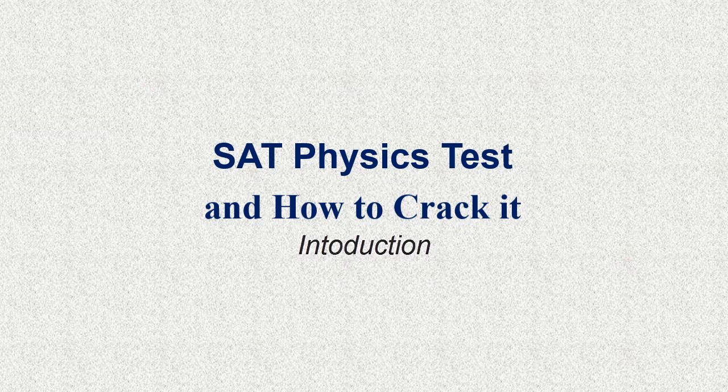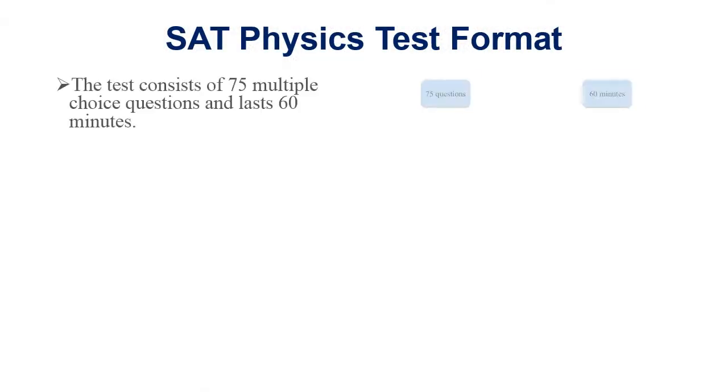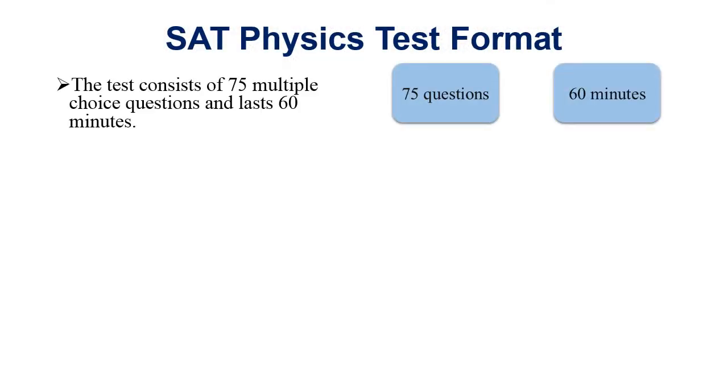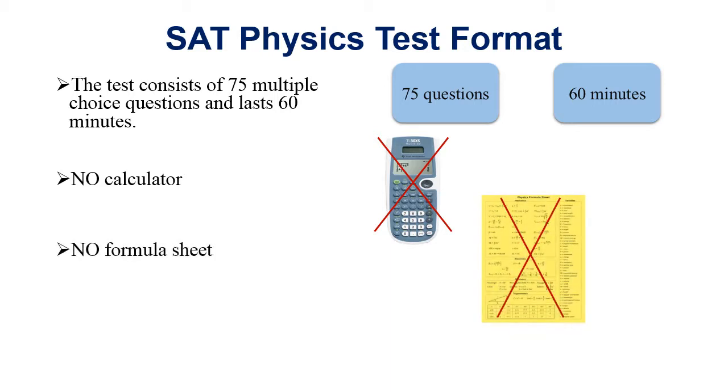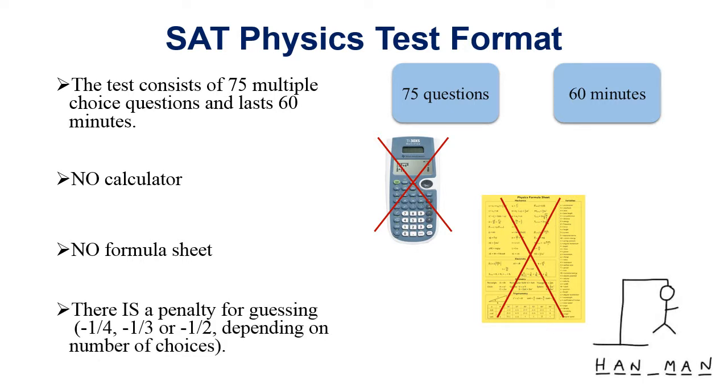The test consists of 75 multiple choice questions and lasts 60 minutes. Unlike many other tests, calculators will not be allowed and there will be no formula sheet. Finally, it is important to note that there is a penalty for guessing. A wrong answer could be worth -1/4, -1/3, or -1/2, depending on the number of choices.